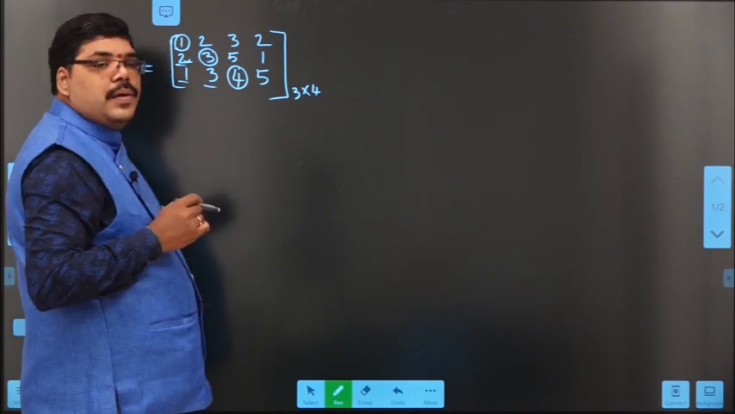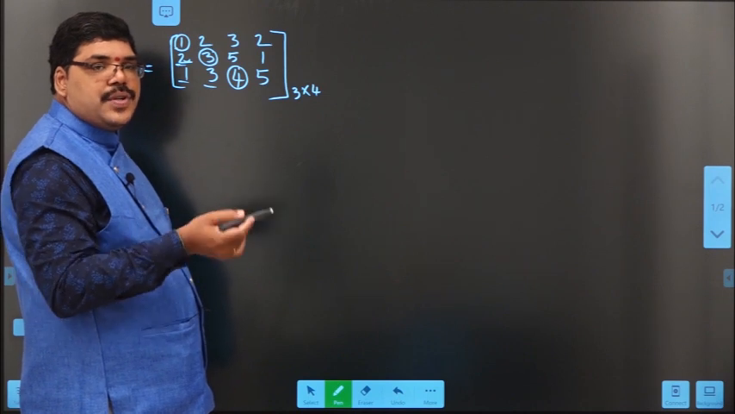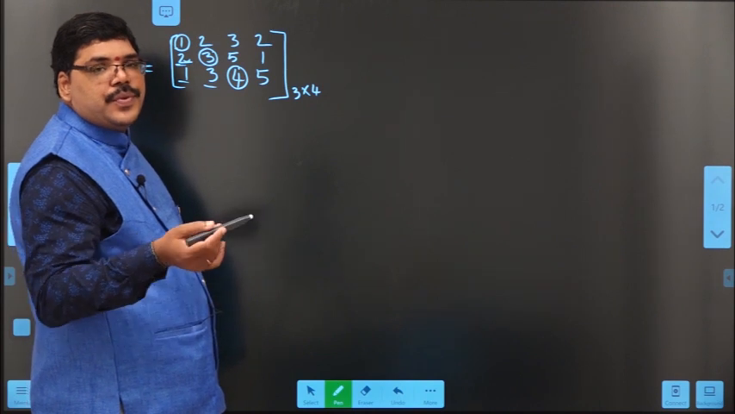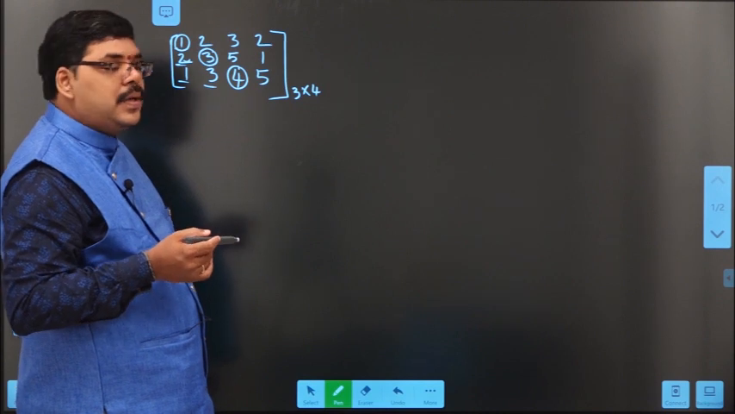So, in the first row, the number of zeros is 0. In the second row, the number of zeros will be 1. In the third row, the number of zeros will be 2. So the number of zeros is increasing. So it is in echelon form.